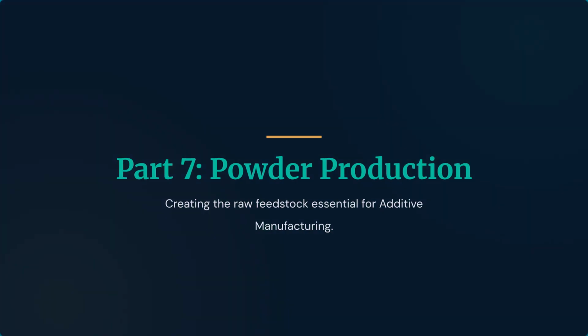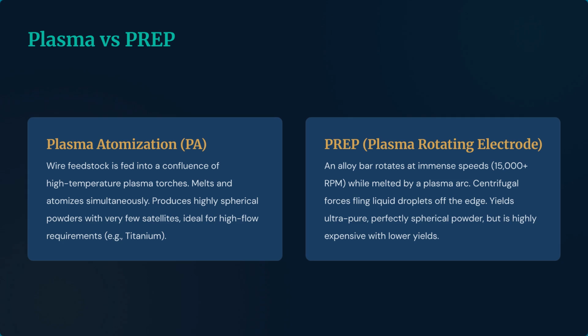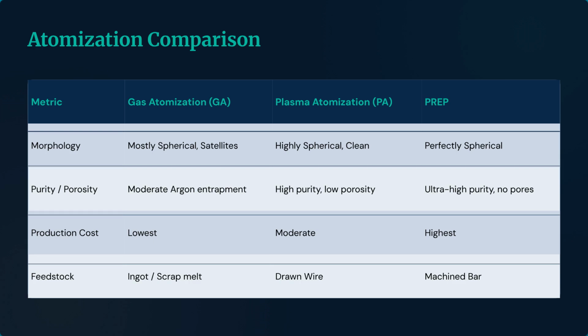Now, we turn our attention to powder production, the critical step of creating the raw feedstock required for high-quality additive manufacturing. Gas atomization is the most common industrial method for producing AM powders. By using inert gas to disrupt a liquid metal stream, we create the spherical particles needed for PBF. Plasma atomization and the plasma rotating electrode process, or PREP, offer alternative production routes. These methods prioritize high purity and precise particle sphericity. This chart compares these various atomization techniques, helping to illustrate which production method best suits specific alloy requirements.